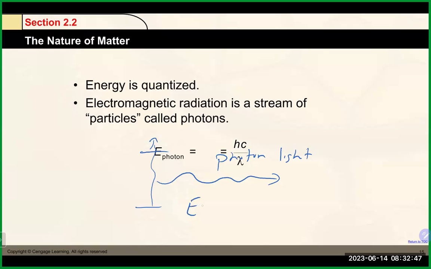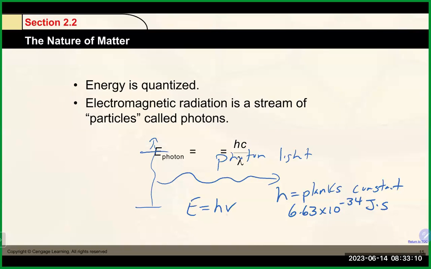We could calculate the energy of a photon by taking E is equal to h times the frequency, as I mentioned before. h is Planck's constant, and that is 6.63 times 10 to the minus 34 joules times seconds. So that is a constant value. And the frequency here is just like we were talking about before, in reciprocal seconds. So if you take joules times seconds times reciprocal seconds, you end up with joules as the units associated with the energy here.